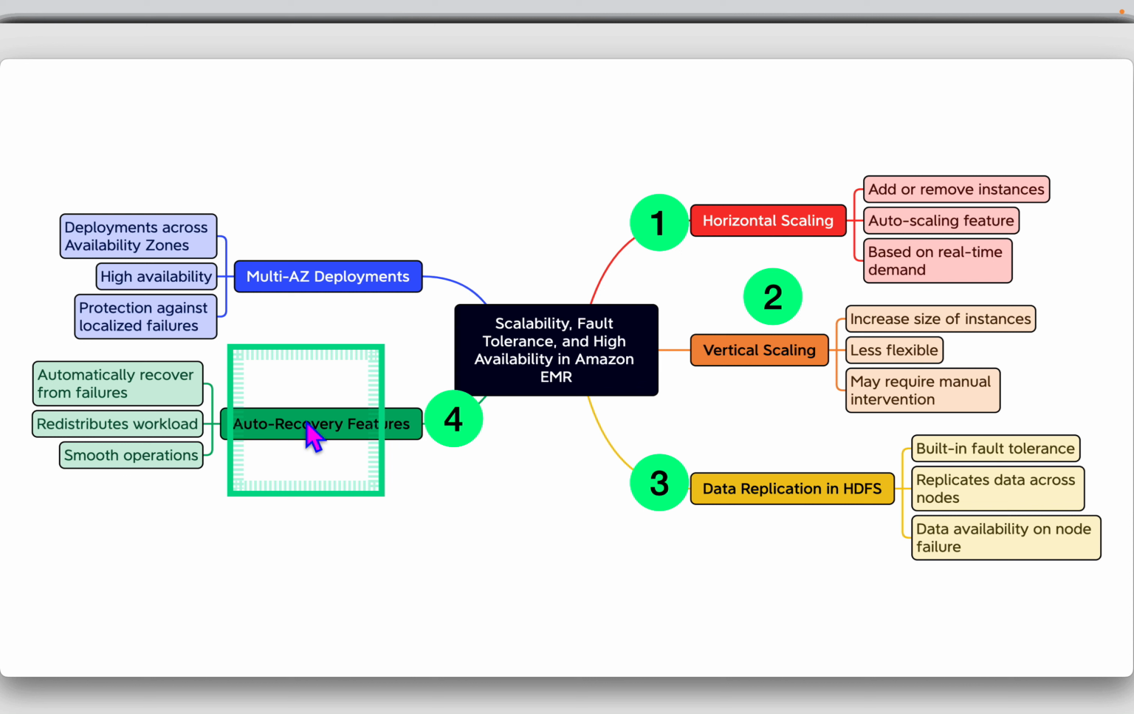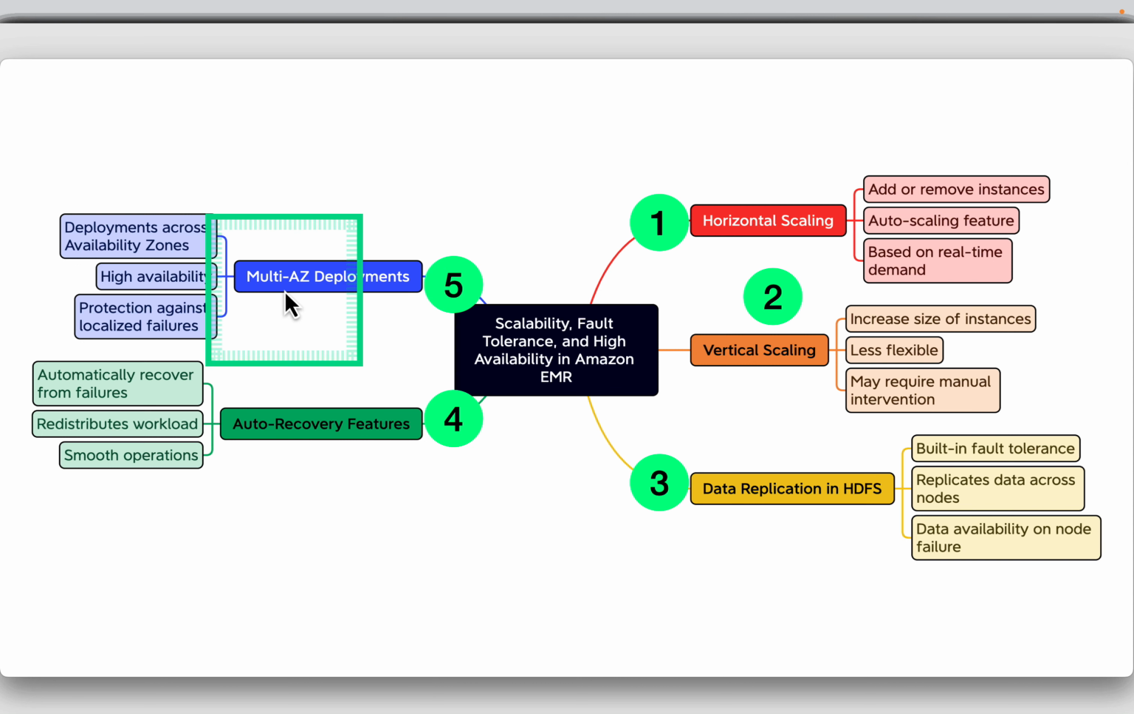Auto recovery features. Amazon EMR is designed to recover automatically from failures. For example, if a data node fails, EMR will redistribute the workloads to other nodes in the cluster, ensuring that your operations continue smoothly. Multi-AZ deployments. Amazon EMR allows for deployments across multiple availability zones, providing high availability for your data and applications. This geographical distribution safeguards against localized failures.